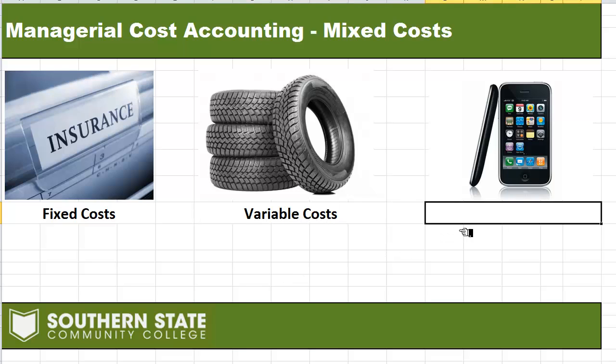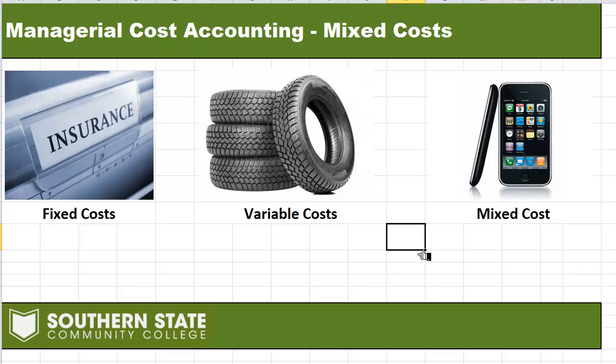There's one other one that we're going to talk about that has characteristics of a fixed cost, but it also has a variable cost component, and that's what we would call a mixed cost. To give you an idea of what that might be, if you have a data plan on your cell phone, you pay a flat monthly fee every month, and then if you go over your allotted data, you get charged a per gigabyte amount. So that would be an example of a mixed cost. It has a fixed component that you're going to pay regardless, and then a variable component that's going to vary based on how much you use it.